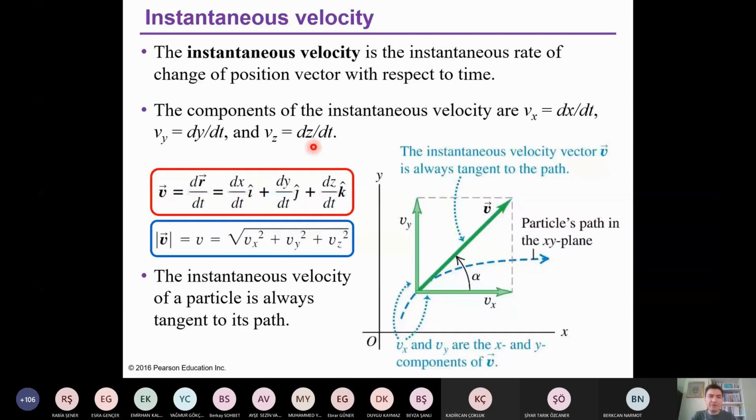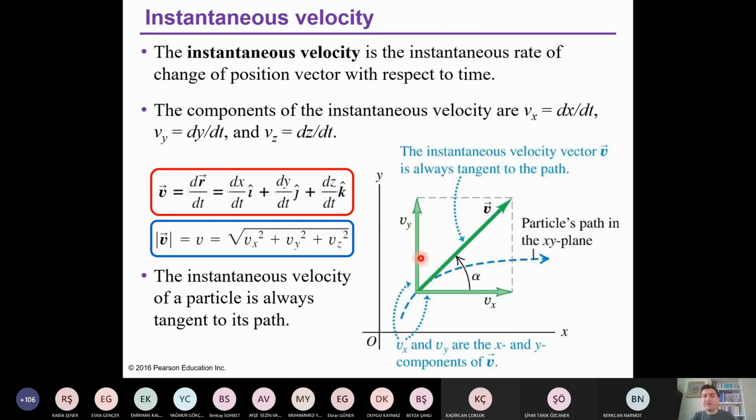And if you would like to write the instantaneous velocity with all components, it is given by the time derivative of the position vector, v = dr/dt, and the time derivative of its x component times the i unit vector plus dy over dt times the j unit vector plus dz over dt times the k unit vector. And what about the magnitude of this vector? The magnitude is given by this expression, the square root of vx squared plus vy squared plus vz squared. This is the magnitude of instantaneous velocity.